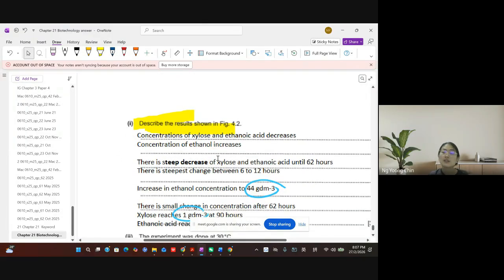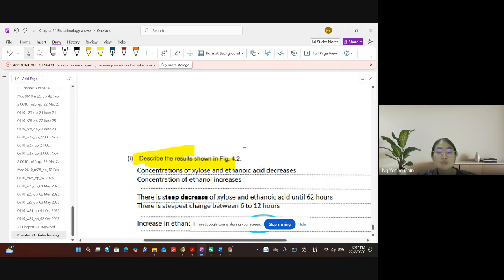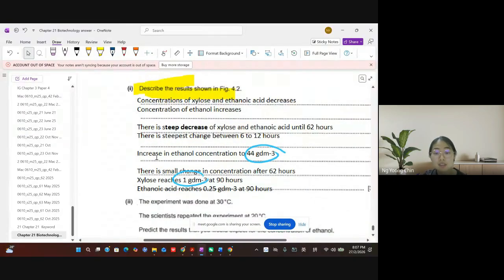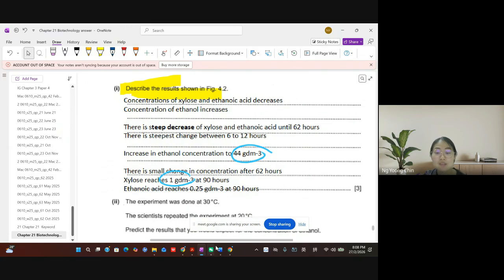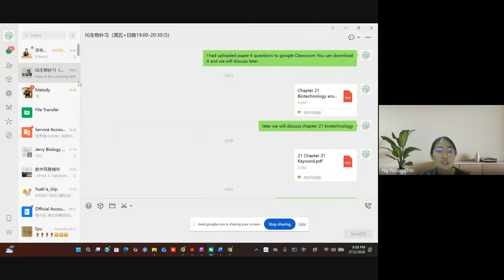And then what will increase? The concentration of ethanol, right? It will increase. Because they ask you to describe the result only. Describe the result, not explain. Okay? Understand? Describe the result only. How many marks? 3 marks. So whenever the question asks you to describe, it means you need to describe the trends.